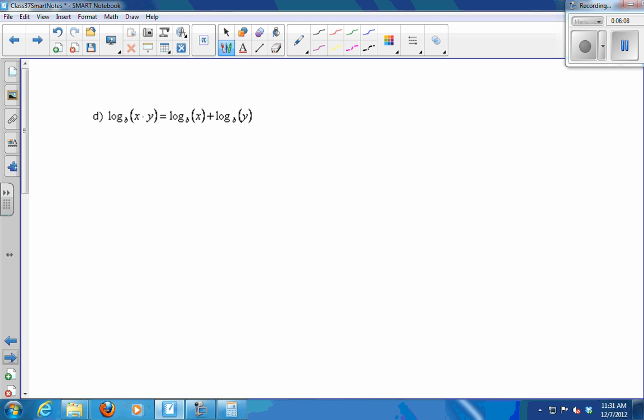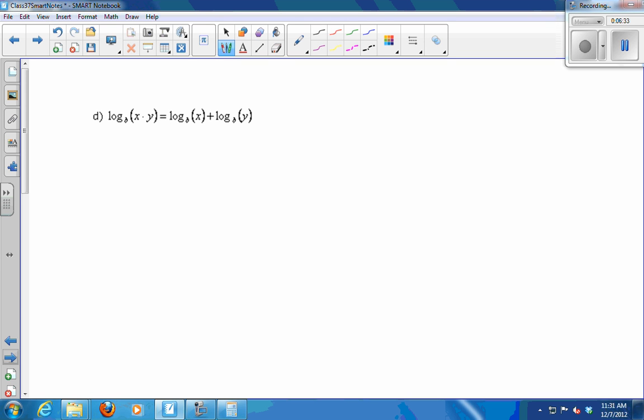If I want to simplify that, it turns out to be log base b of x plus log base b of y. So it looks kind of like I'm distributing that log, but it turns into a plus sign. And the reason for that is because logs are exponents, right? And when you multiply like bases, you always add the exponents.